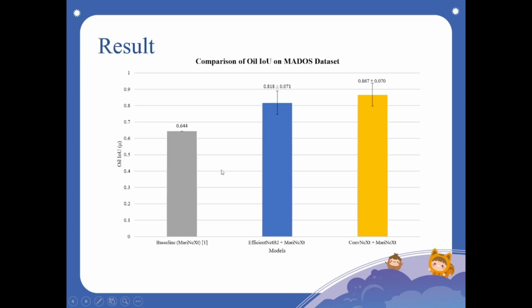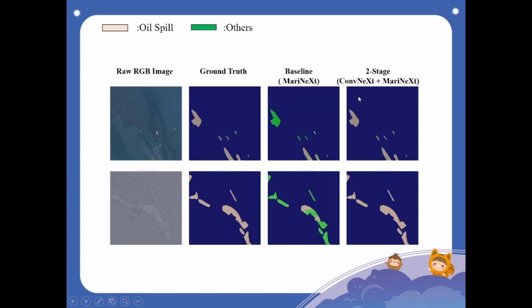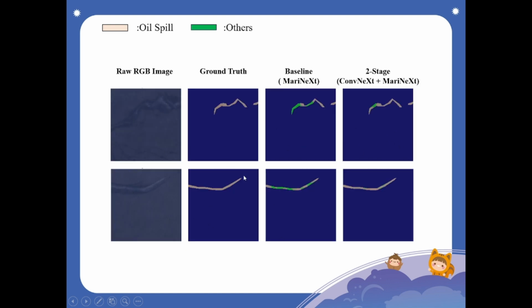Looking at the results, by using EfficientNet B2 and ConvNeXt as Stage 1 model, the oil IOU increased to 0.818 and 0.867 respectively. Our best configuration achieved an improvement of over 20% compared to the original paper's baseline. These visualization comparisons demonstrate that our method effectively removes the false positives and matches the ground truth.